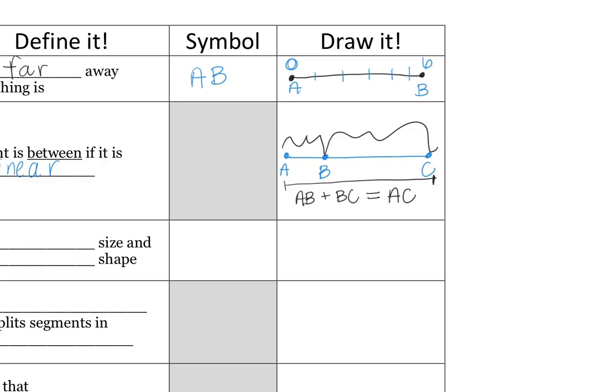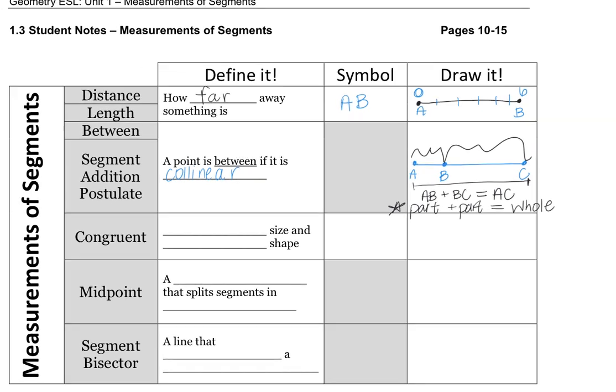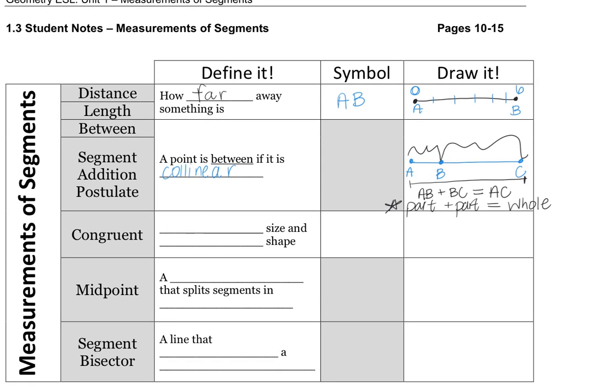The big thing that I want you to look at here is that if I add a part to another part of this segment, it equals the whole thing. AB plus BC gives me this whole distance. If I add each little part, it gives me the whole distance. That's the main thing that I want you to know about segment addition postulate.